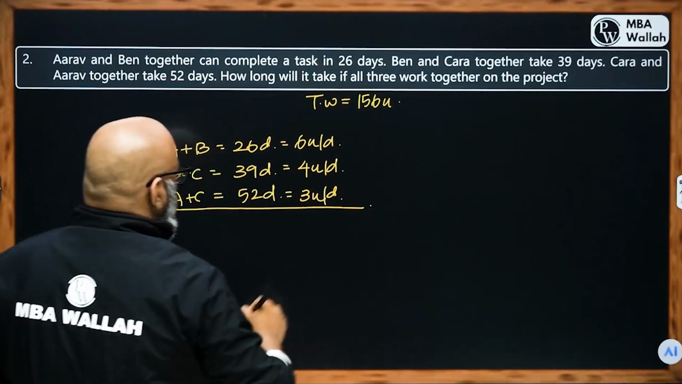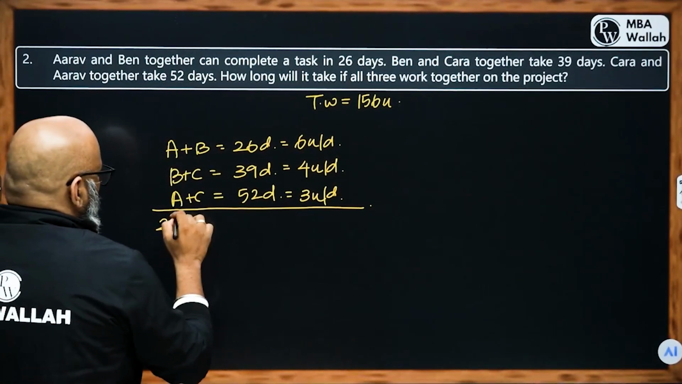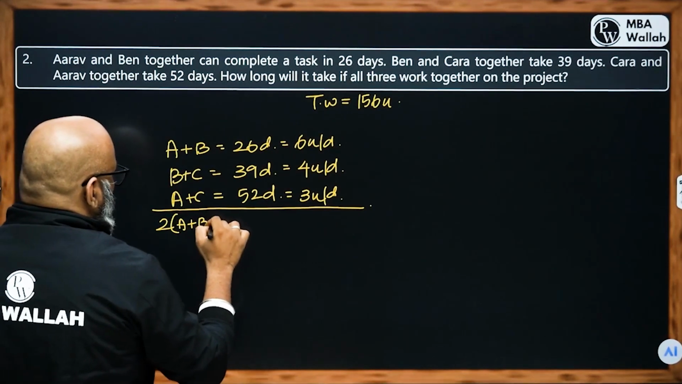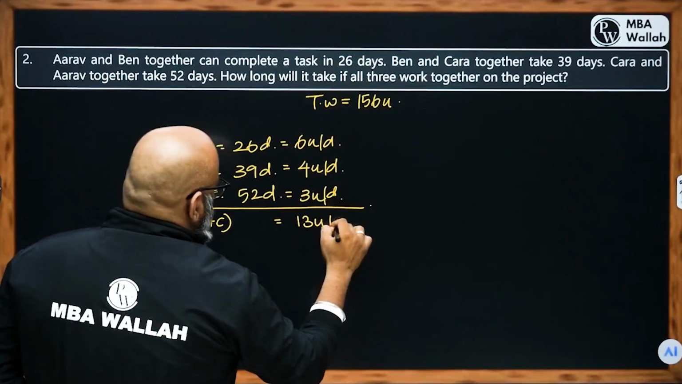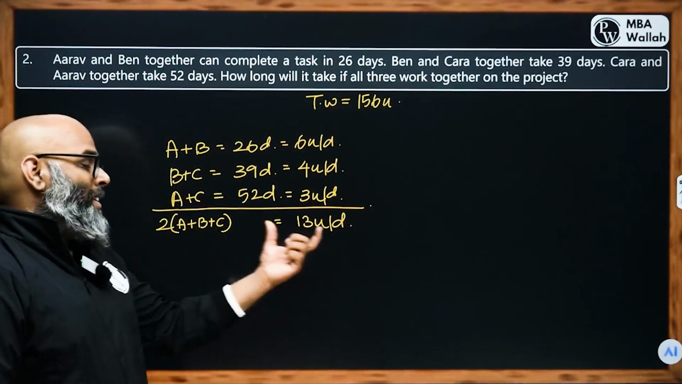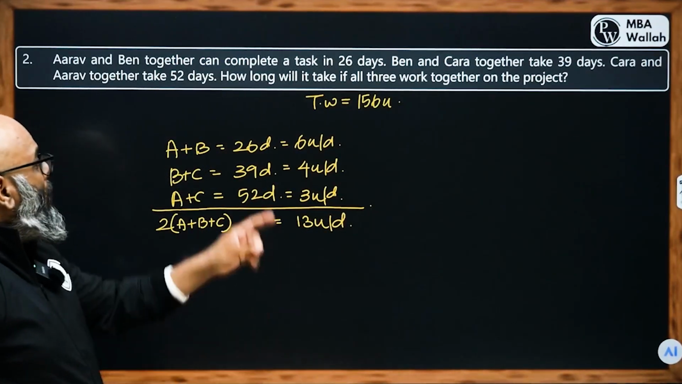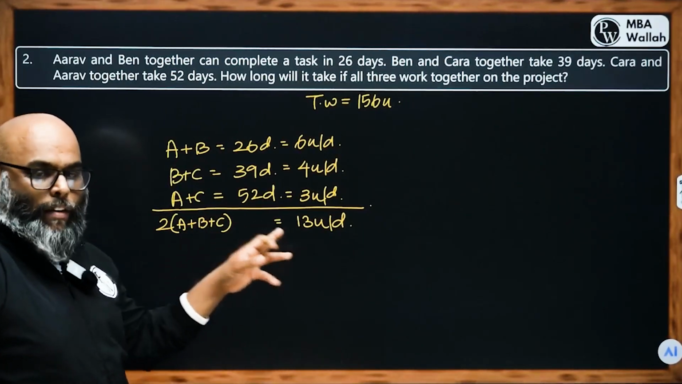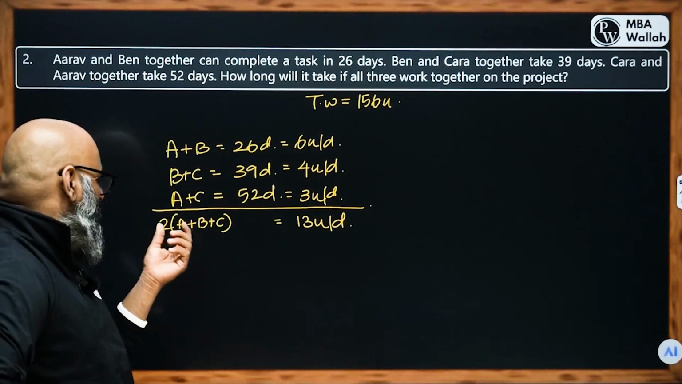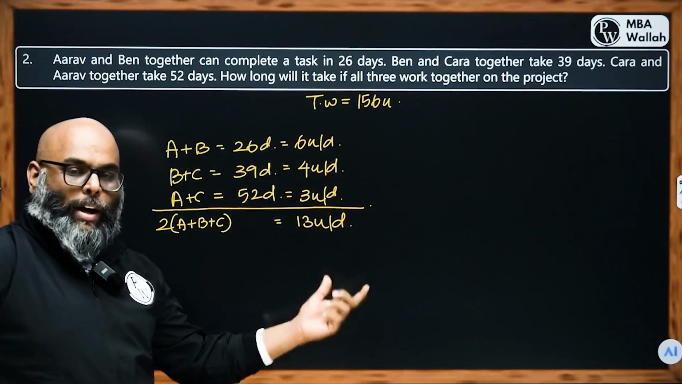So if I put all 3 of them to work, that would take 2 times of A plus B plus C. They would give us 13 units per day. But that's twice their work. I want all 3 of them to work together, but I don't need individual efficiency. I don't need to have twice the amount.